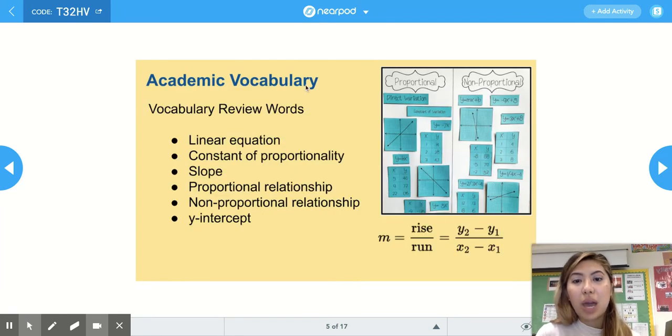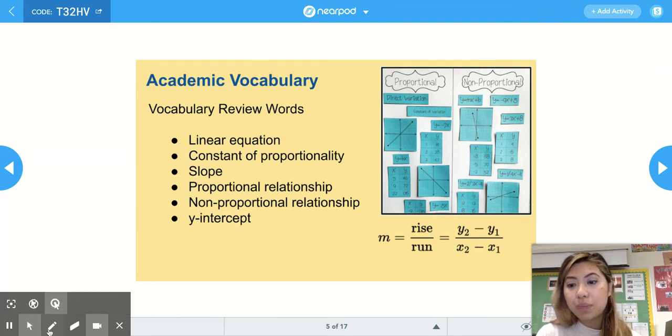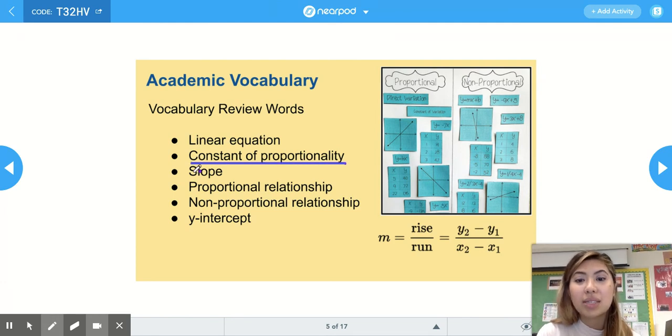Some academic vocabulary words to review are the words linear equation, constant of proportionality, slope, proportional relationship, non-proportional relationship, and y-intercepts. So these are the same vocab words that we've been going over the past couple of days for this lesson on non-proportional relationships. For slope, I've been saying that slope and constant of proportionality represent the same thing because it's just the change in y over the change in x.